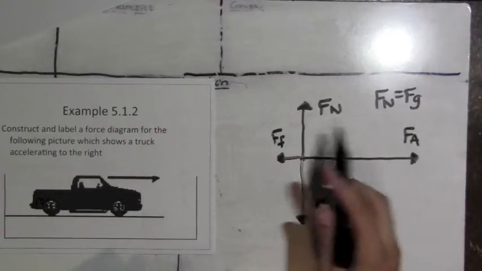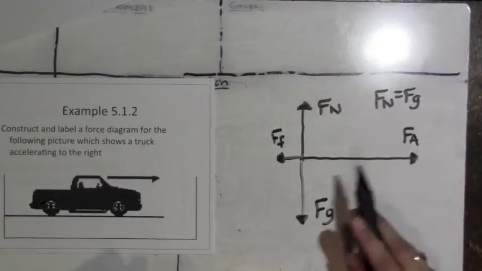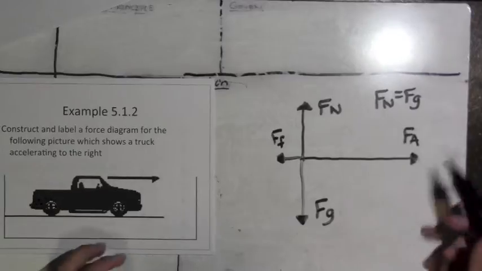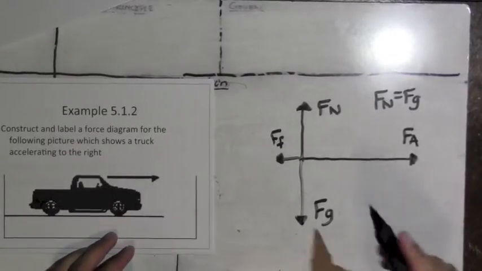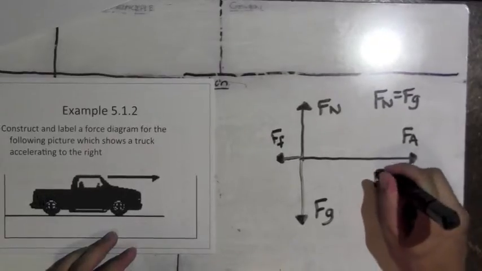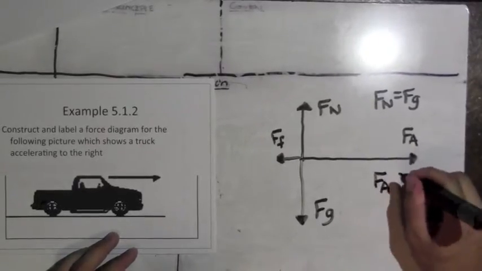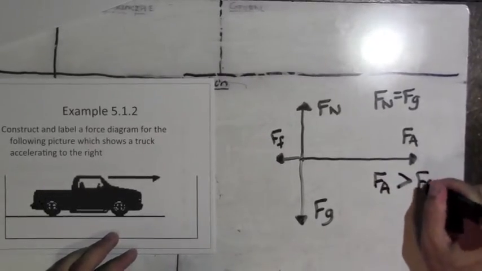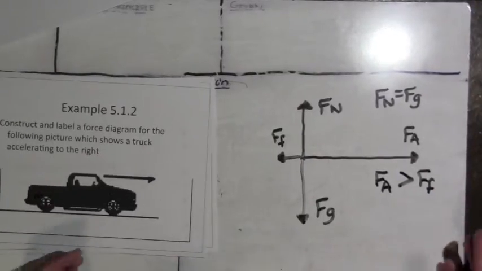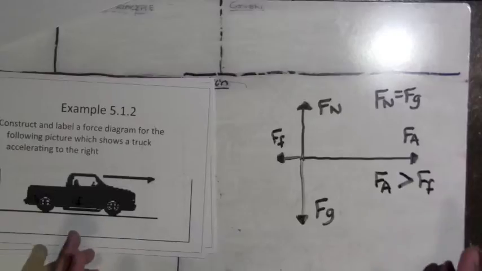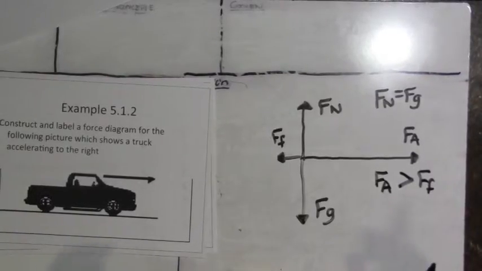Since it's fairly obvious right here that the applied force is greater than the frictional force, and the reason for that is the fact that the truck is in fact accelerating to the right. But if I wanted to make sure, I could actually write FA is greater than FF. Now I highly recommend that you do this whenever you're drawing free body diagrams, because it makes it so much easier for me to look at it and say, okay, that's what they meant to do.